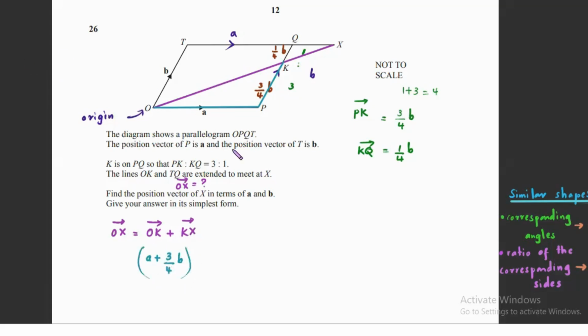Now, the next thing I need to do is find what K to X is. For me to find K to X, I do not know what Q to X or X to Q is, even though I know what K to Q is. Only if Q to X is known can you find what K to X is. But in this case, we are not going to use this method. Instead, we are going to make use of similar shapes to work this out. As we know that this is a parallelogram, the opposite sides are parallel. So when we have parallel lines, we can talk about alternate angles, corresponding angles, and co-interior angles.